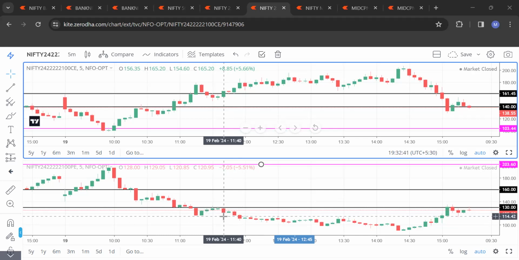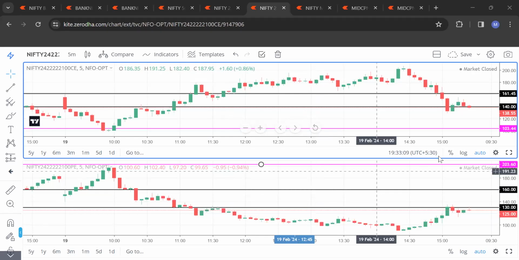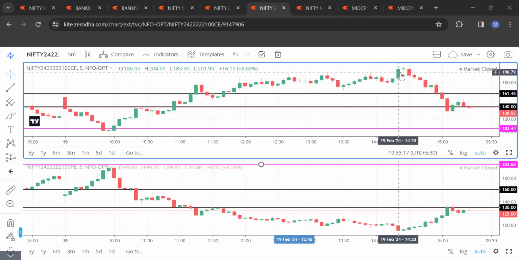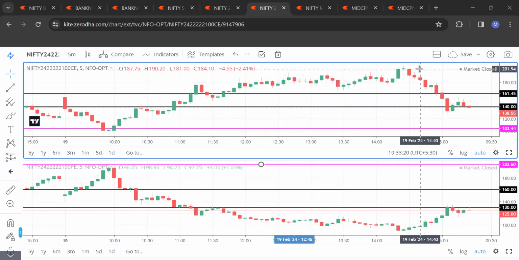After finding B, you will place a buy order at 161.45, and your order is triggered at 161.40. Your target will be 161.45 plus 26.11%, which is 203.60. You were correct. Here we should have calculated from 160. First, let's do this: 161.45 and the target is 203.60.